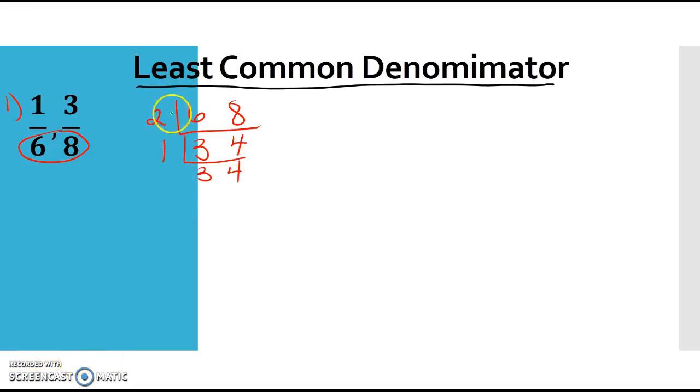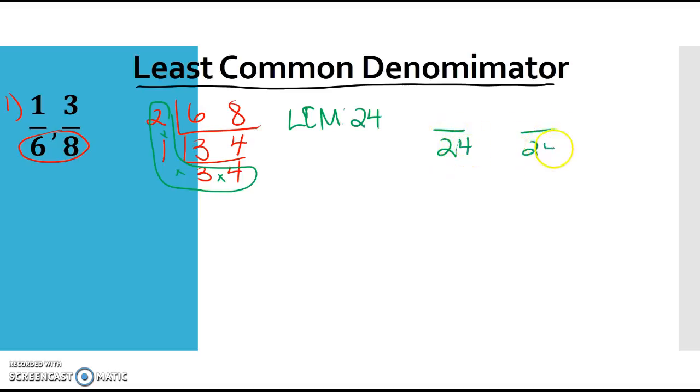And then to find the least common multiple, I look at these outside numbers, and I'm going to multiply them all. So 2 times 1 is 2. 2 times 3 is 6. 6 times 4 is 24. So the least common multiple is 24, which means the least common denominator for these 2 fractions is also going to be 24. So next to that, you're kind of going horizontally across the page. We're going to actually rewrite these fractions with that least common denominator. So now we know the least common denominator is going to be 24.